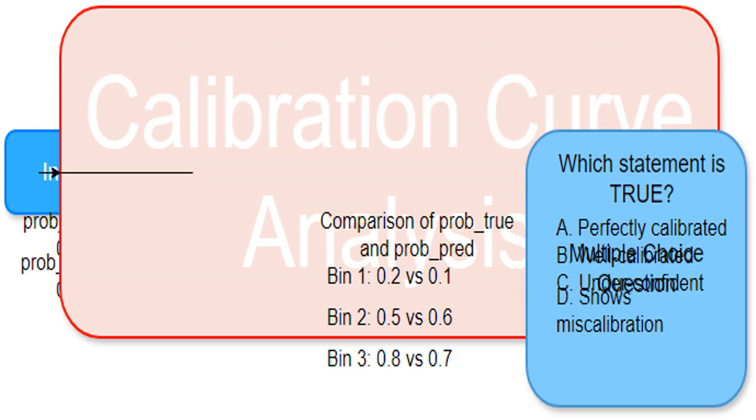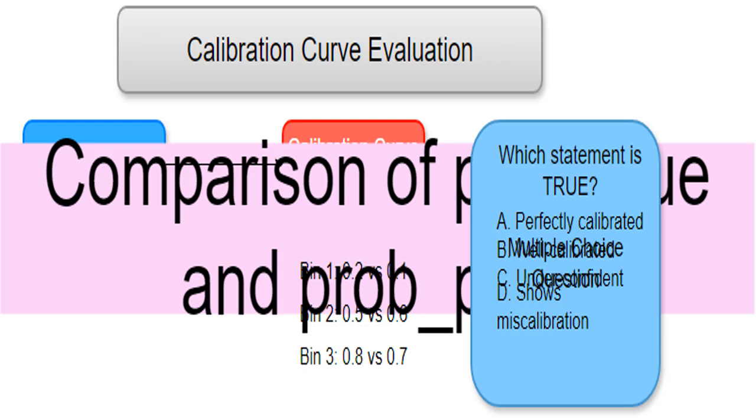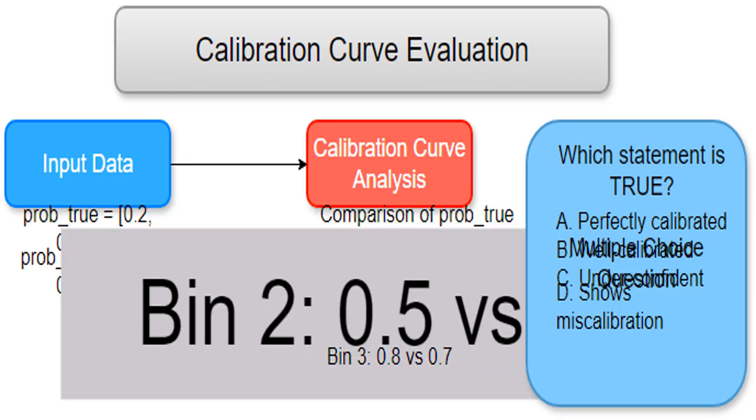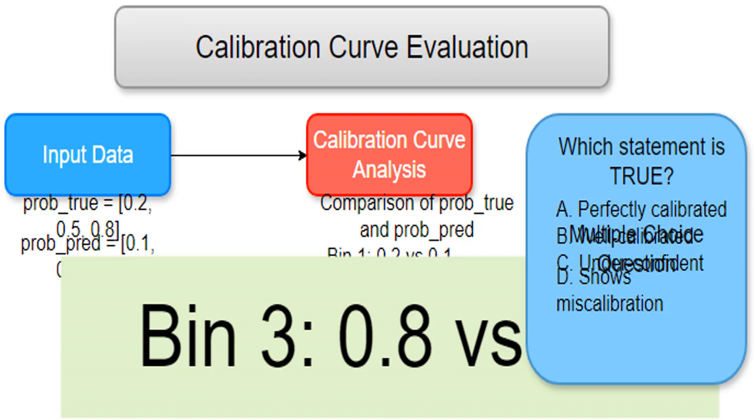I'm now going to analyze how well the model's predicted probabilities match the actual probabilities. I'll directly compare the predicted and true probabilities from each group to see how close they are. In the first group, the true probability was 0.2 and the model predicted 0.1. There is a difference of 0.1, indicating some discrepancy. In the second group, the true probability was 0.5, but the model predicted 0.6. The difference is also 0.1. In the third group, the true probability was 0.8 and the model predicted 0.7. Again, a difference of 0.1.